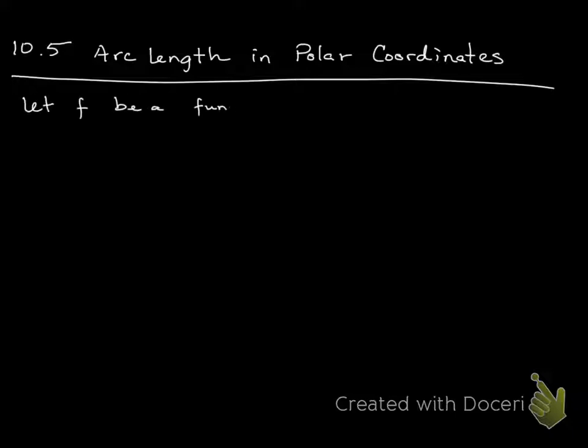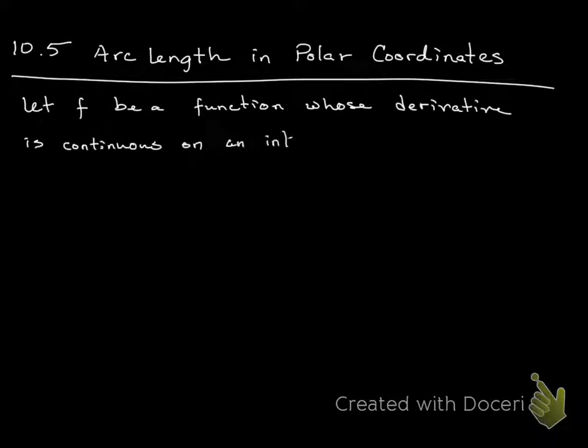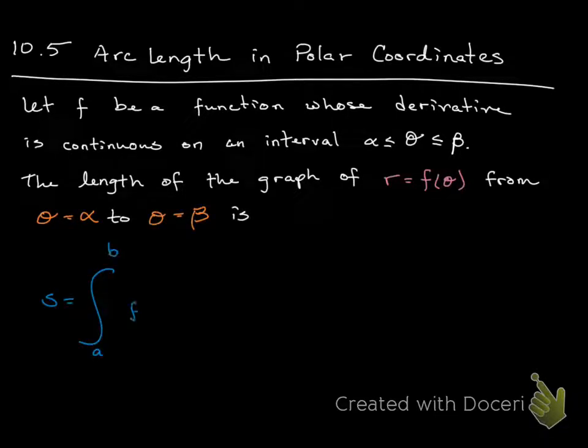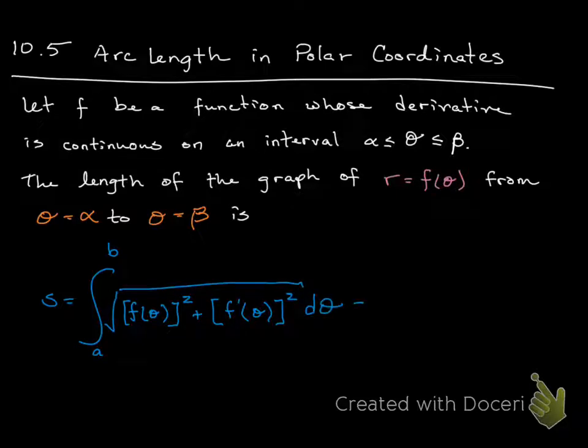Let's give our definition. Let f be a function whose derivative is continuous on an interval from alpha to beta, so theta is between alpha and beta. The length of the graph of r equals f of theta from alpha to beta is the integral from alpha to beta of the square root of f of theta squared plus f prime of theta squared, d theta. So that looks very similar to the arc length formula that we're used to, just a bit different.